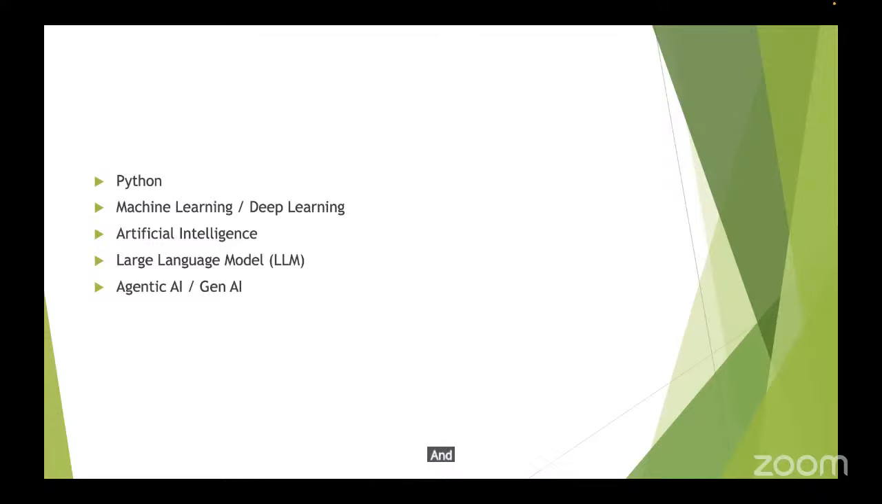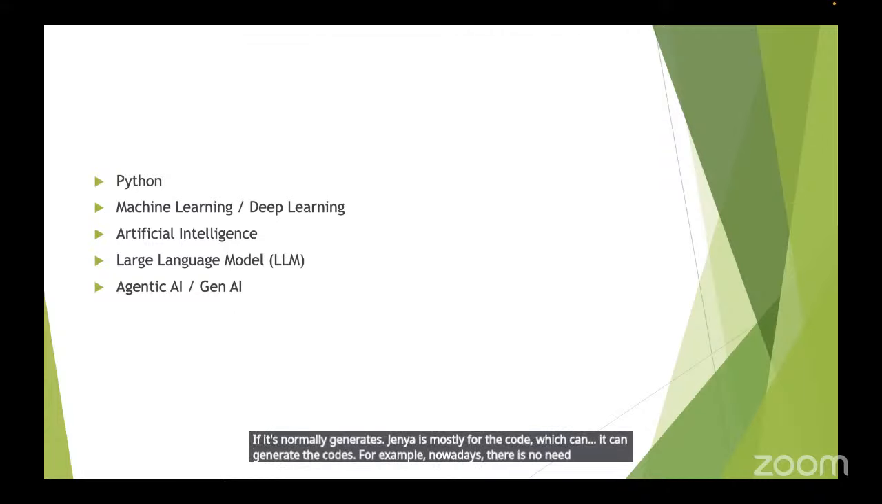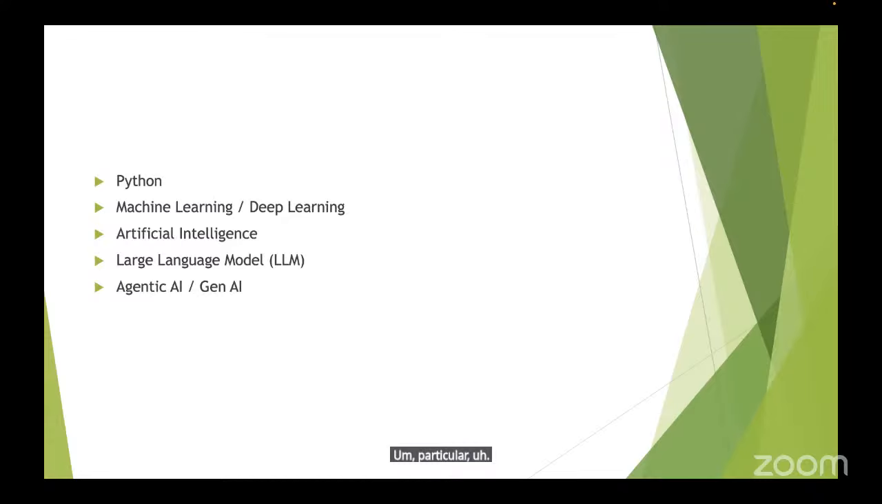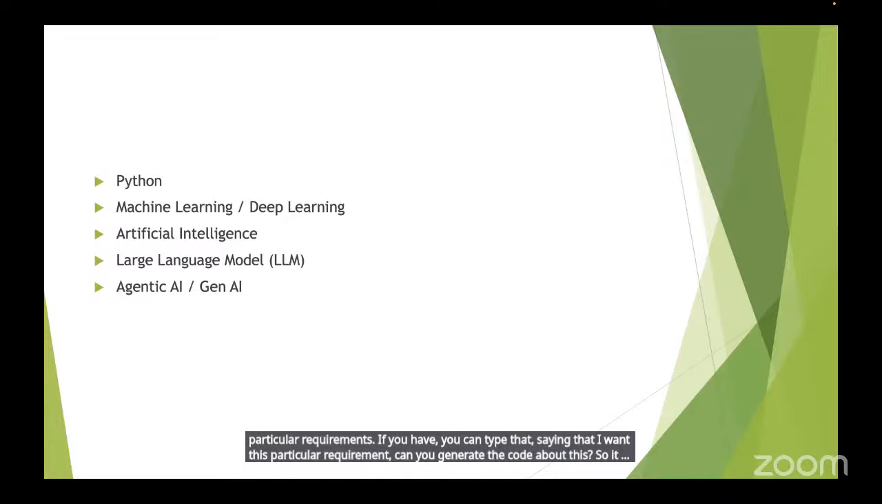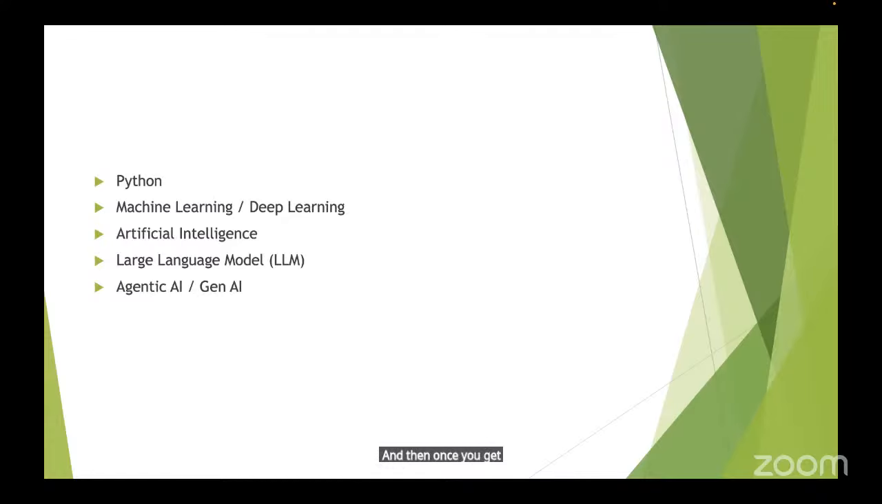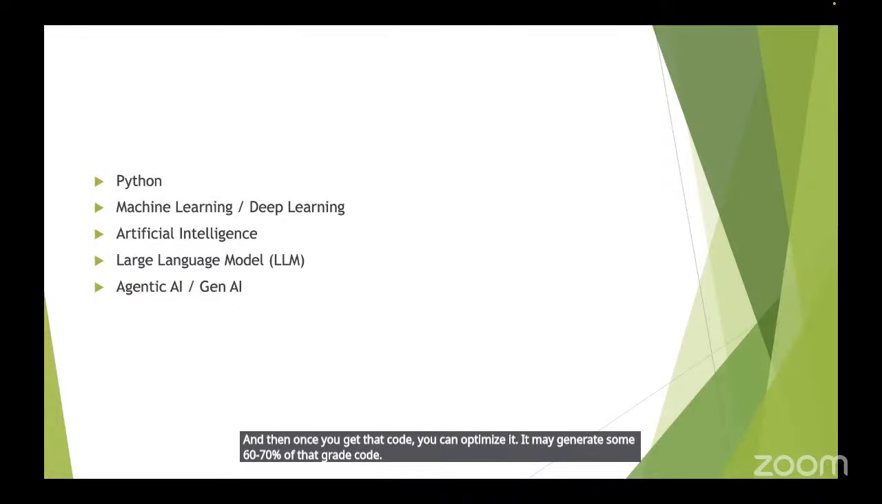And the tools that are using this are agentic AI or Gen AI. GenAI is mostly for code, which it can generate. For example, nowadays there is no need to write code as a programmer. If you give a prompt saying that I want these particular requirements, it can generate the code out of this. So it can generate the code using GenAI tools. There are a lot of tools available in the industry. And then once you get the code, you can optimize it. It may generate some 60 to 70% of the code, sometimes 100%, depending upon how you give the input.